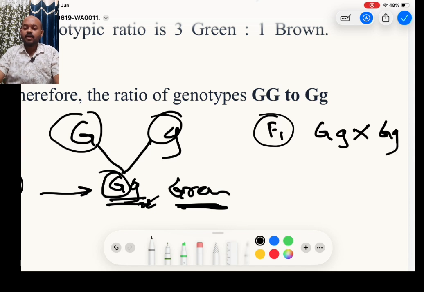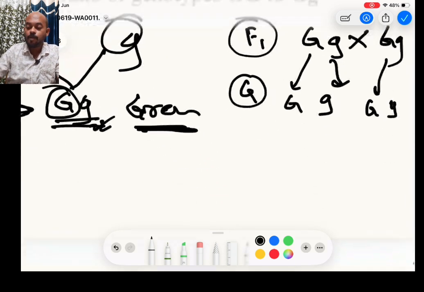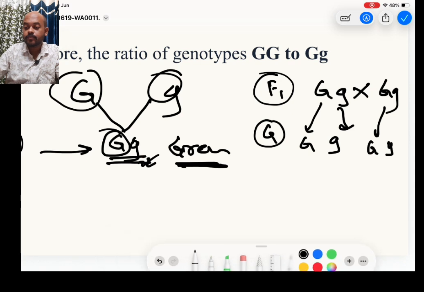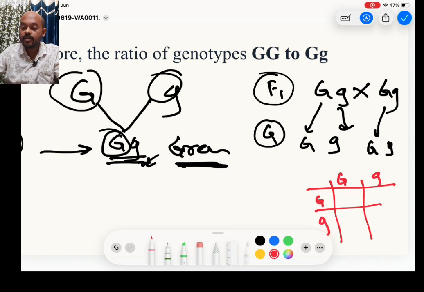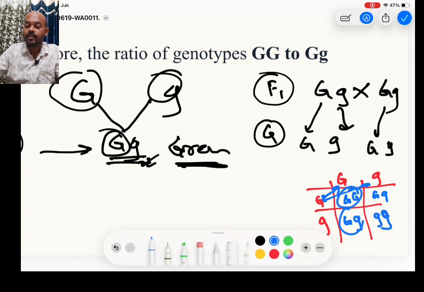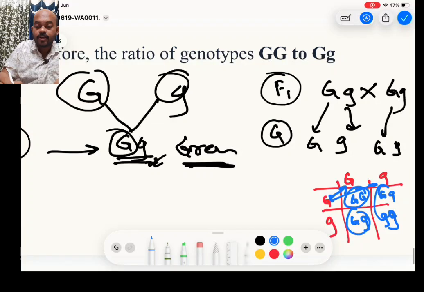Now you can find the gametes over here: capital G, small g, and capital G, small g. You can make a Punnett square. When you write this, it will be capital G capital G, capital G small g, capital G small g, and small g small g. You got 4 over here. So write it here. In the F2 generation, what you got is capital G capital G, capital G small g, capital G small g, and small g small g.